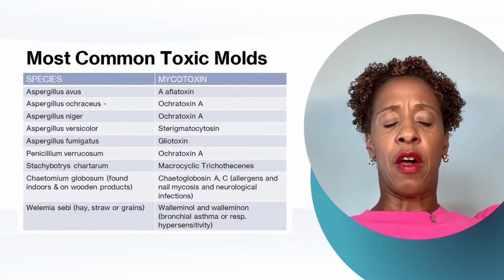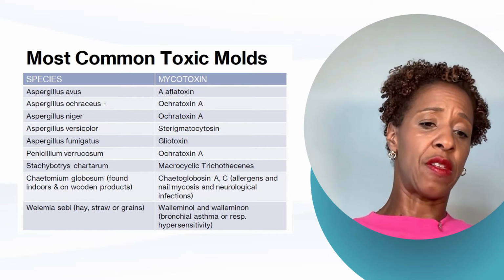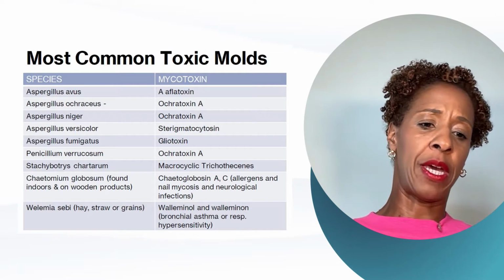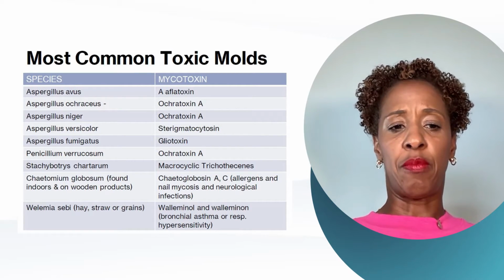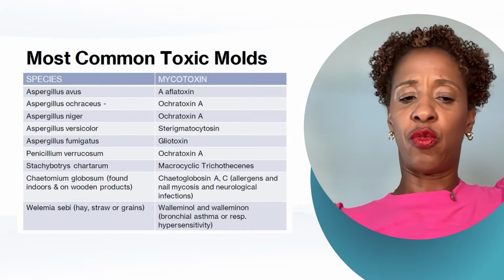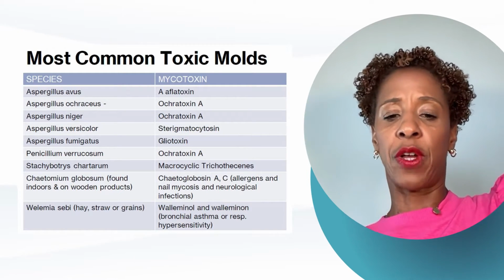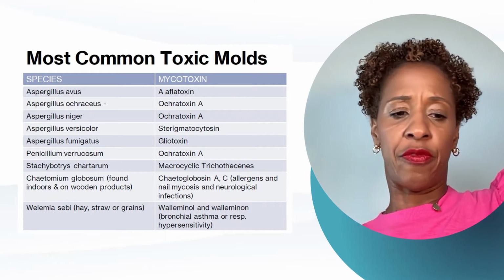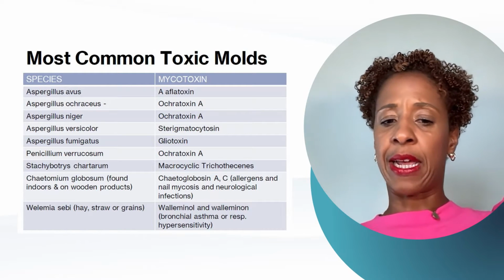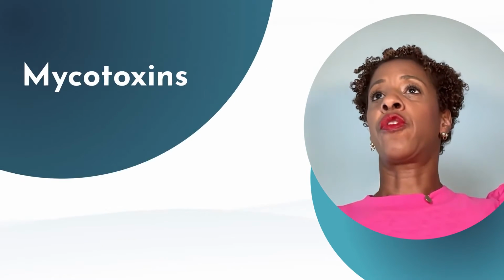Then this is a list of the more common toxic molds that we're aware of. You can see a lot of them are Aspergillus species. We have Penicillium, Stachybotrys, Chaetomium, and Wallemia. And then these are the mycotoxins that each of them produce. I'm not going to speak a lot about these today, but this one is known to be found indoors on wooden products, can serve as an allergen or cause fungal nail mycosis, fungal growth in the nails, or neurological infections. And then this one is found mostly growing in hay, straw, or greens, and it may cause bronchial asthma or respiratory hypersensitivity.